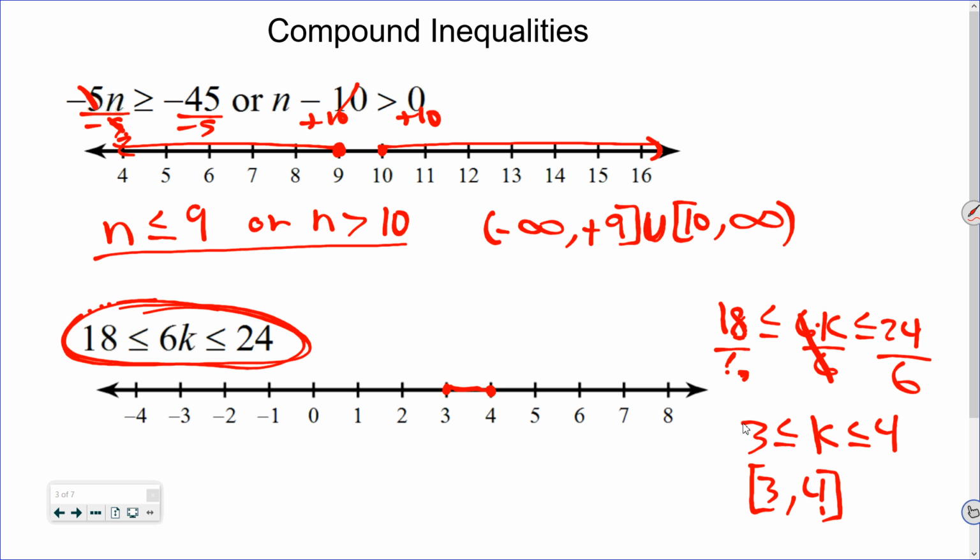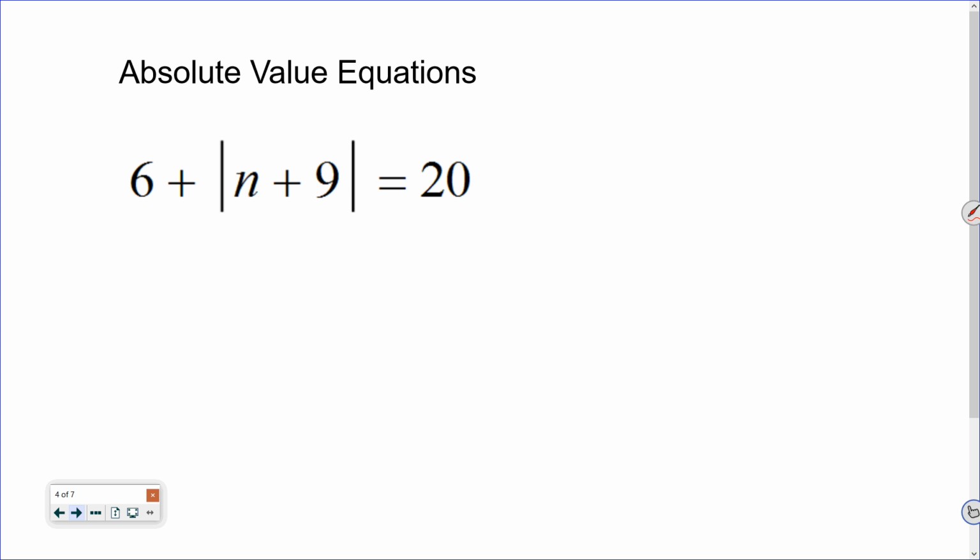Those are compound inequalities. All right, the next thing we did was absolute value equations and inequalities. Let's start with the equations. I'll give you some steps on these. When you go to solve an absolute value equation, the first thing is you're going to isolate the absolute value. Get the absolute value by itself.